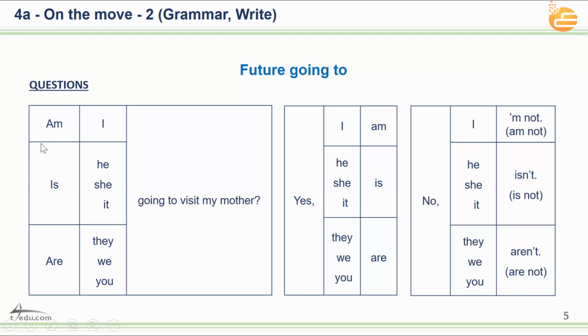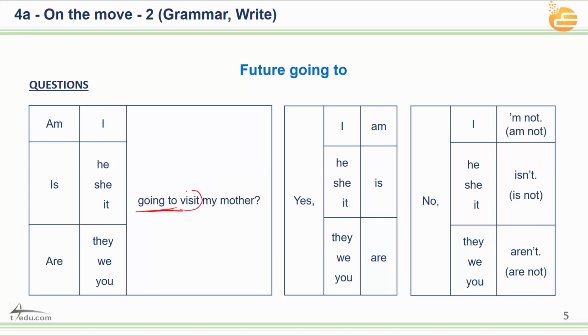Okay, this is very important. This is the thing that you have to do. You have to put am first, then I. Is first, then he or she or it. Are first, then they or we or maybe you. After that, going to, this one also the same.